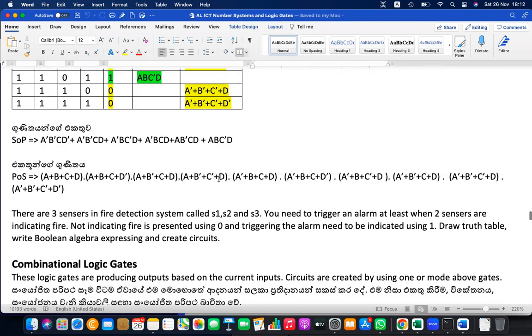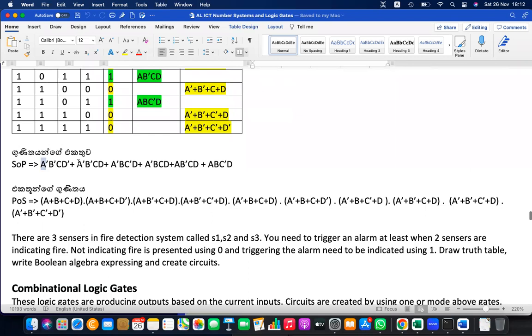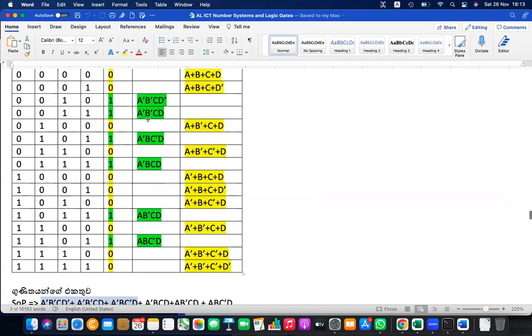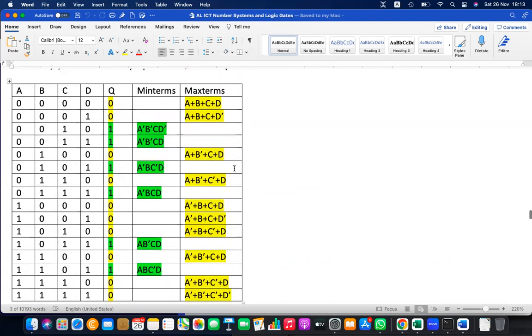Sum of product means you take the AND terms and OR them together. Product of sum means you take the OR terms and AND them together. When you get sum of product terms, you get SOP; POS is the reverse. Both are correct ways of building circuits. Either you create the green circuit to give ones, and the others will automatically be 0, or the second way is giving this yellow one 0, and the others will automatically be 1.